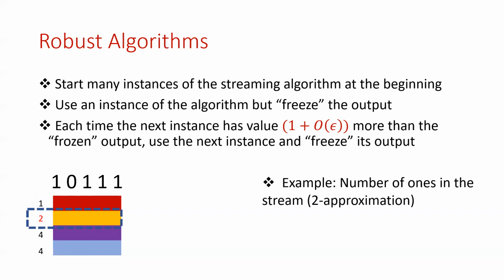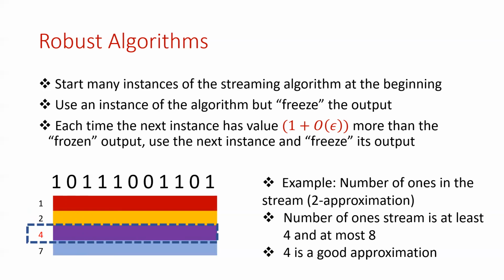And at some point, the purple algorithm will have seen 4 1s. And now the point is that the output of the purple algorithm and the yellow algorithm are a factor of 2 apart. So we switch to the purple algorithm and we freeze it. And this will continue for the rest of the stream. So let's suppose at the end of the stream, we've chosen to select the purple output as the entire output of the algorithm. It will have seen 4 1s in this particular stream. But because we have not switched to the blue algorithm, then we know that the entire number of 1s in the stream is within a factor of 2 of the purple algorithm. In particular, there are 7 1s in the stream. 7 is less than 8. And we output 4, which is a 2 approximation to 7.